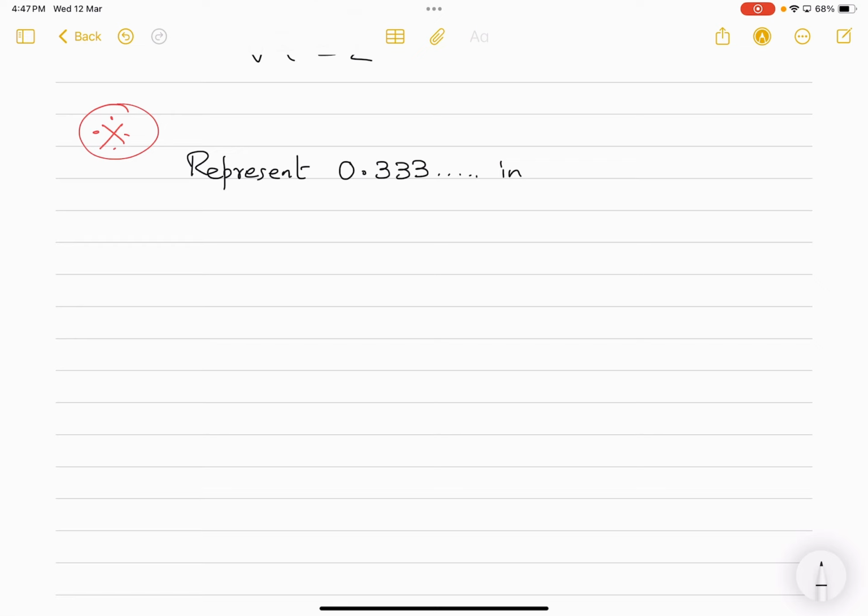Represent 0.333 in the form of P by Q. Before, in the previous question, it was a terminated decimal, 2.346. How will you represent it? Directly you will write 2.346 as 2346 divided by 1000. You can write like this. But for a non-terminating number, what to do?